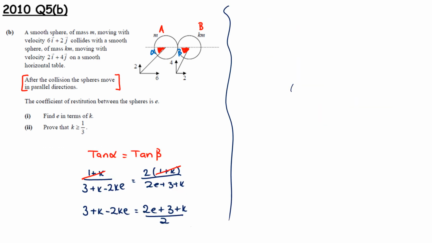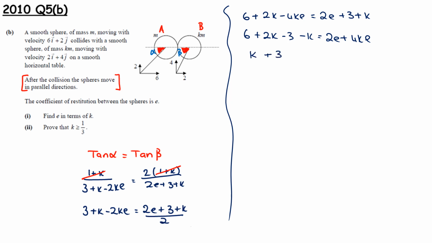Now just a bit of space so we can work. So multiply both sides by 2, we get 6 plus 2k minus 4ke is equal to 2e plus 3 plus k. We're trying to isolate e in terms of k, so let's move all the e's to one side. So we get 6 plus 2k minus 3 minus k is equal to 2e plus 4ke. Cleaning this up a bit, we get k plus 3 is equal to, I'm going to take out the e, so that's 2 plus 4k. So e is going to be k plus 3 all over 2 plus 4k.